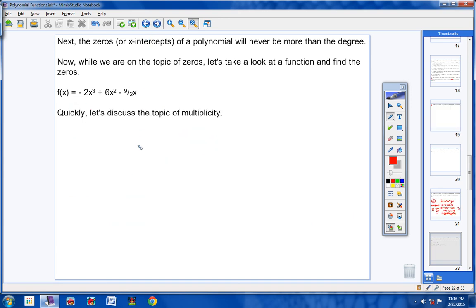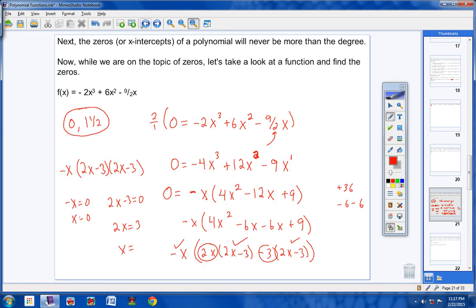Now, I want to talk about the topic of multiplicity, okay? Because if you'll look back here, notice all of your factors were linear. Whoa, Mr. Aaron, what are you talking about? Let me show you. Listen to me, please, students. Zone in. Pay attention. All of these factors were linear because what is the power of your x? 1. That's linear. What is the power of your x? 1. That's linear. What is the power of your x? 1. That's linear.